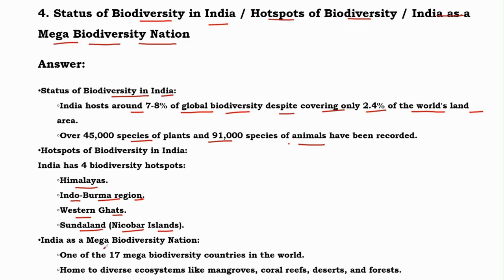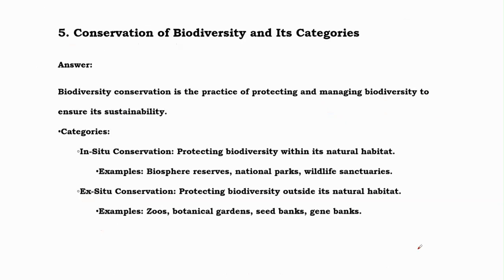Then India is a mega biodiversity nation, one of the 17 mega biodiversity countries in the world, home to diverse ecosystems like mangroves, coral reefs, deserts, and forest. Then you have conservation of biodiversity and its categories.